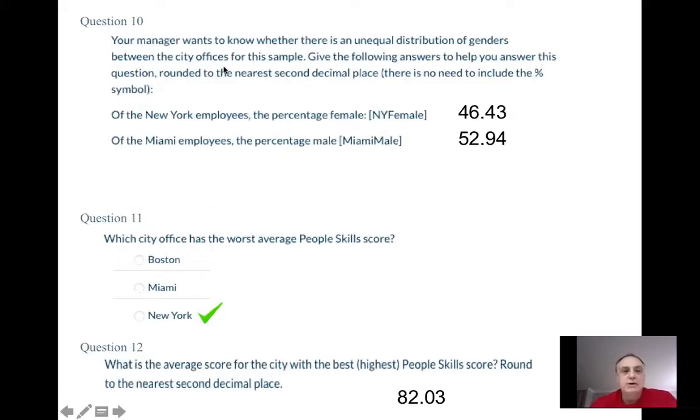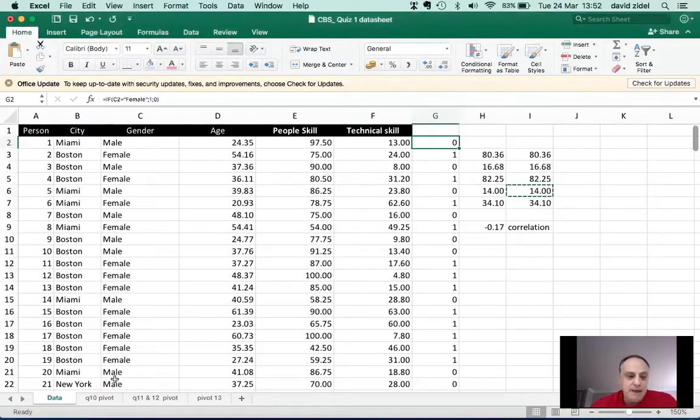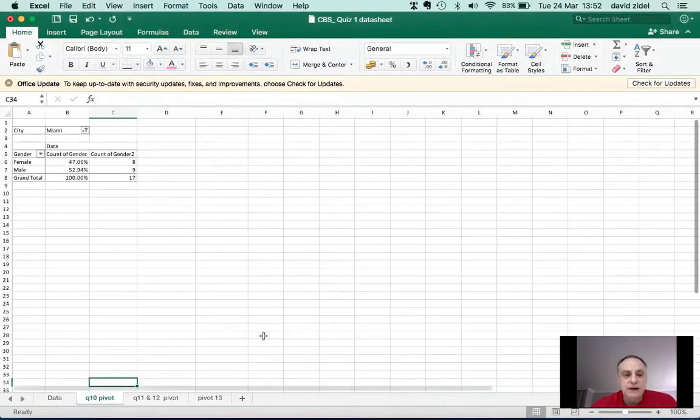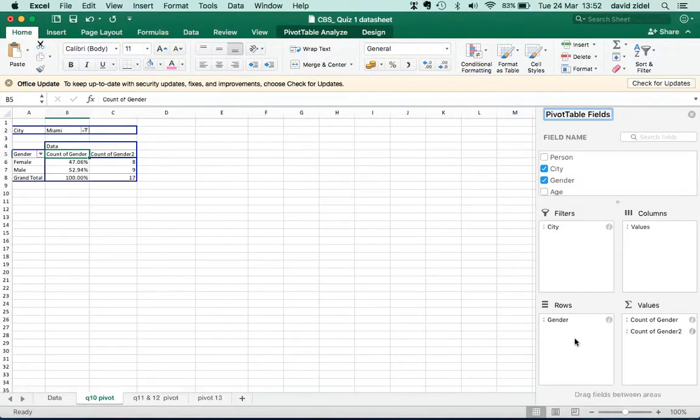Question 10. Your manager wants to know whether there is an unequal distribution of genders between the city offices. For this example, give the following answers to help you answer. Okay, so what they're looking at over here is, of the New York employees, the percentage that are female, and of the Miami employees, the percentage that is male. So for question 10, the best thing to do is to use a pivot table, and you would create the pivot table, which I've created over here. And let me just move myself out of the way.